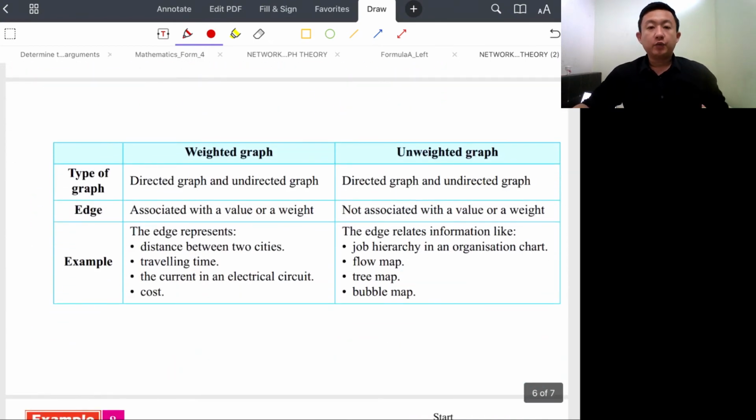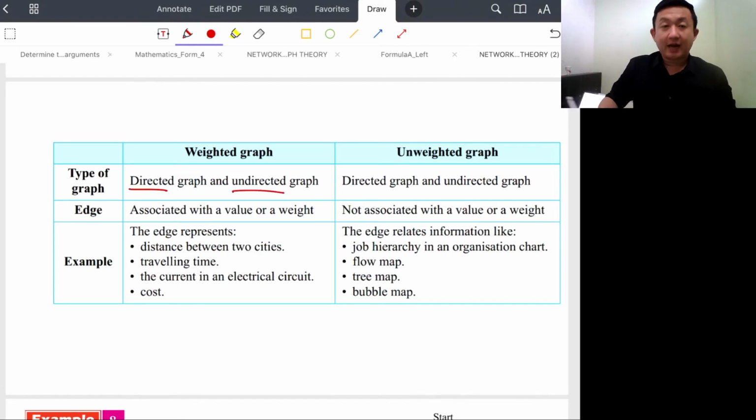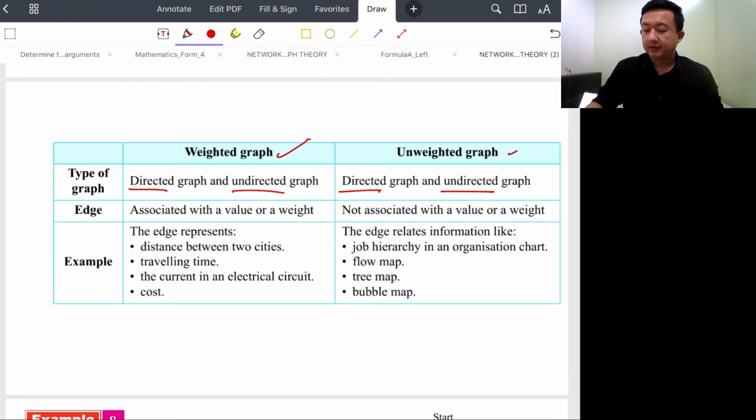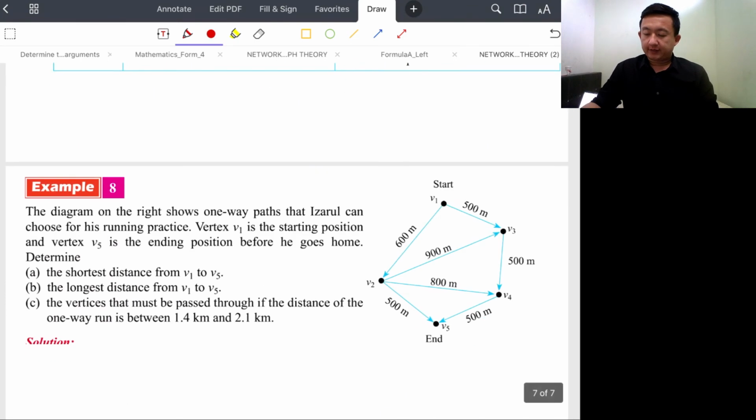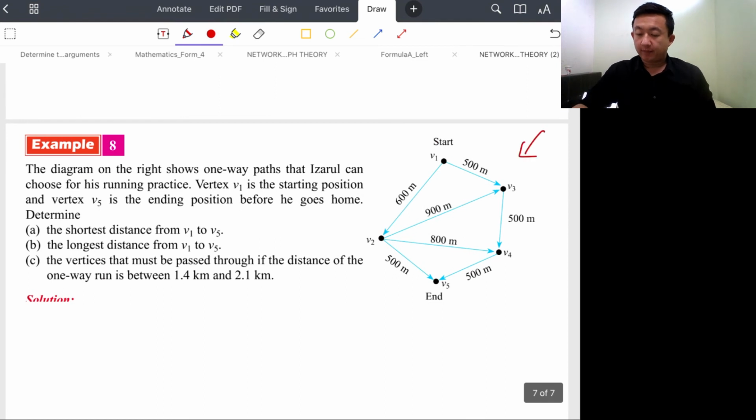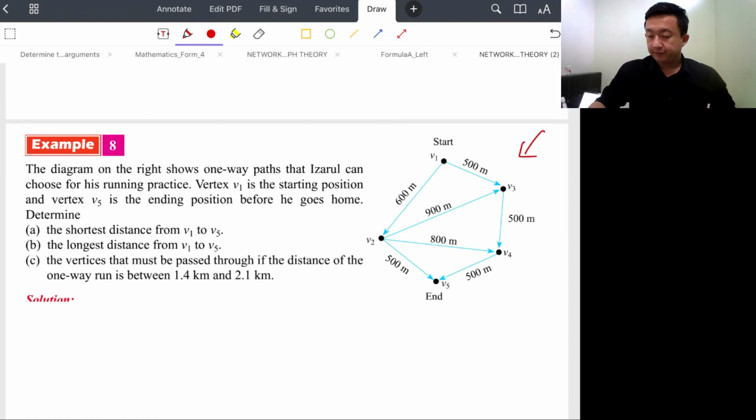Okay, and also we talk about weighted and unweighted graph. It could be directed, it could be undirected for weighted. It could be directed, it could be undirected for unweighted. So same thing, no difference. The difference is for weighted graph, you have a value. Unweighted graph, no value. For example, these ones. You look at this diagram. Weighted or unweighted graph. This is the value lah. So this is a weighted graph.